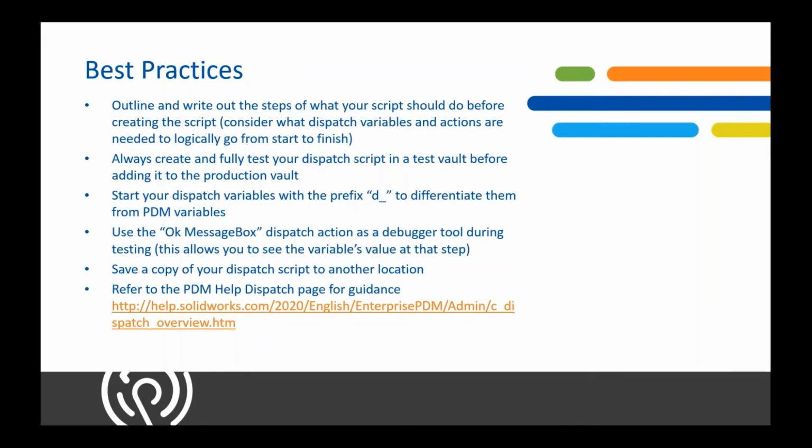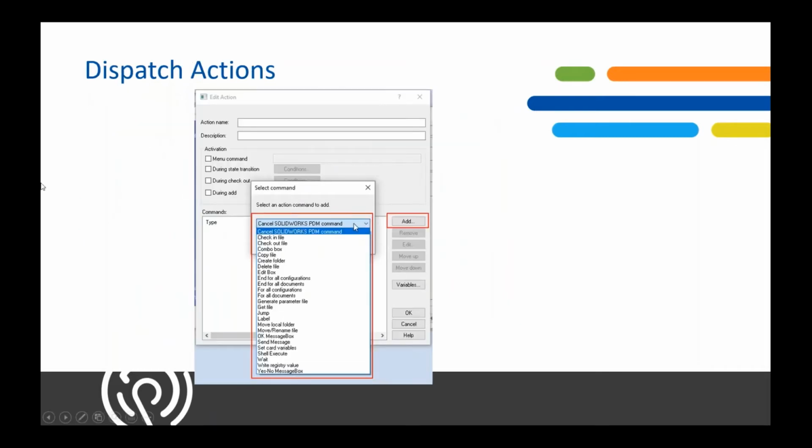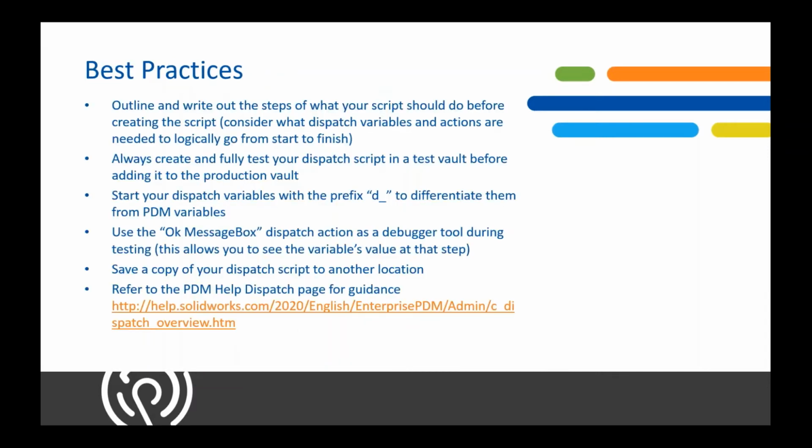So here are some best practices. The first is to always, for any programming language, outline and write out the steps of what your script should do before actually creating the script. That means simply think about the goal of what you're trying to automate. Write down the steps on how PDM should be able to get there, and then figure out what dispatch scripts, variables, and triggers you would need to get those steps to actually occur, and then write your script. If you just jump into your dispatch actions, you're going to spend a considerable amount of time debugging your code and organizing your code, and it's just going to drive you crazy. So go ahead and outline your code first.